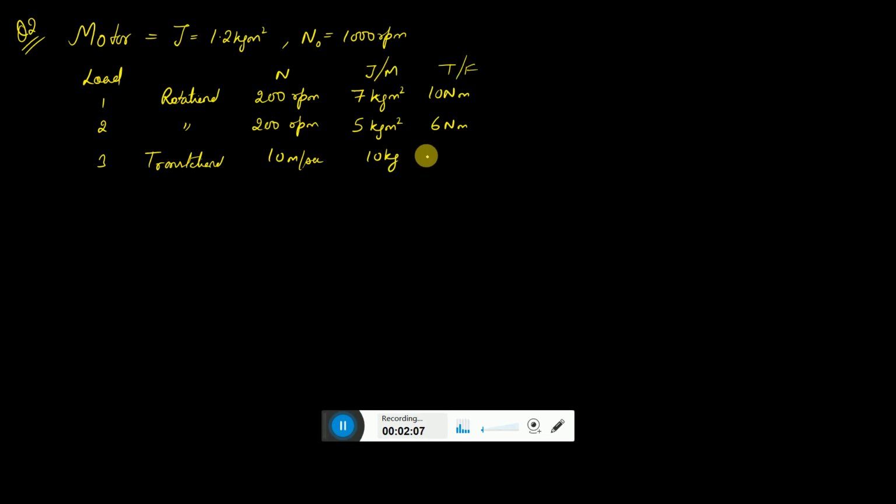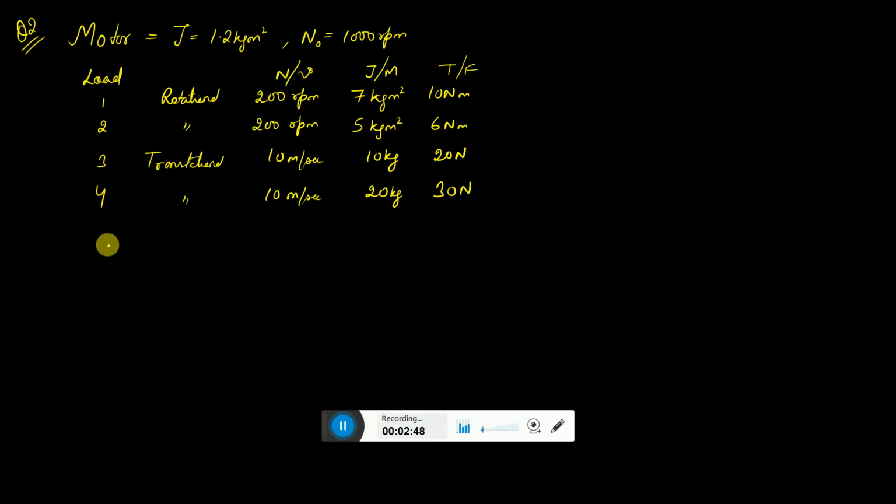So here the velocity is in meter per second. So you have rotational in RPM and the velocity in meter per second. The force here is 20 Newton. And the fourth is again translation. So here the speed is 10 meter per second, the weight of the load is 20 kg, and the force is 30 Newton.